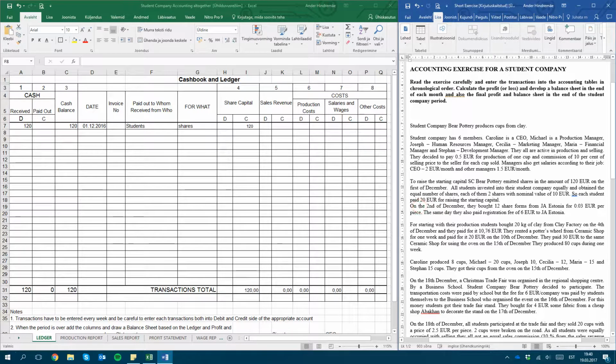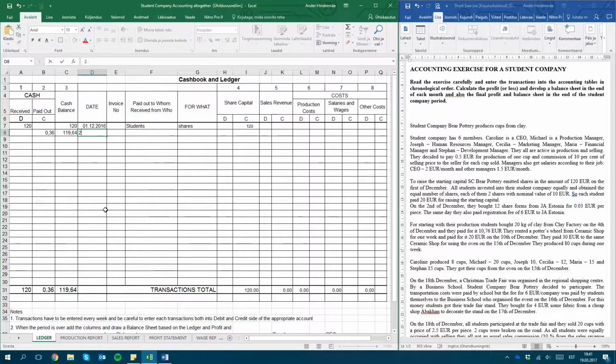On the 2nd of December, they bought 12 shares from J Estonia for 0.03 euros per piece. So altogether, 0.03 times 12 means 36 cents. And this is actually our first expense. Previously, when we recorded income, we recorded it to the debit side of the cash account. Now we're going to record it in the credit side because it was paid out from the company. So 0.36. The new cash balance is 119 euros and 64 cents.